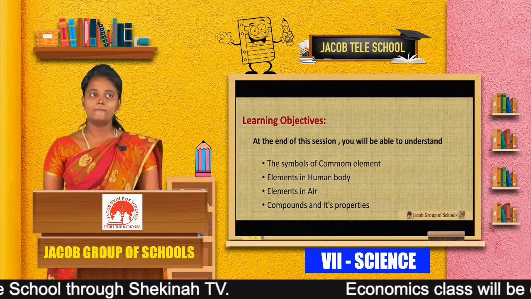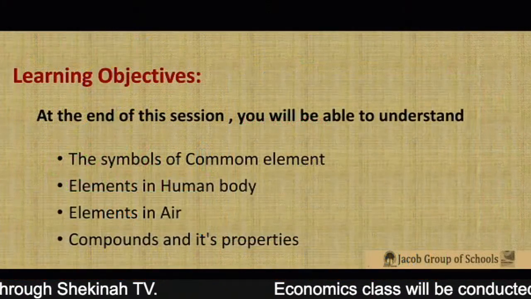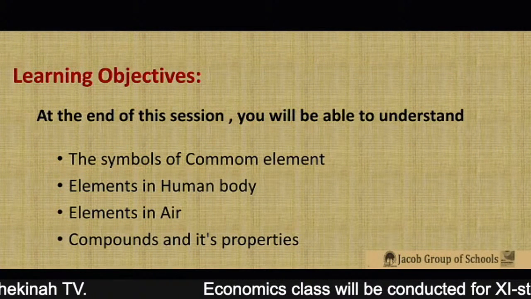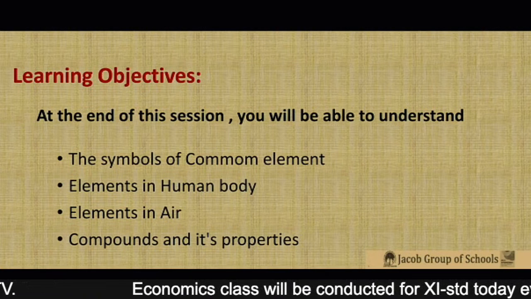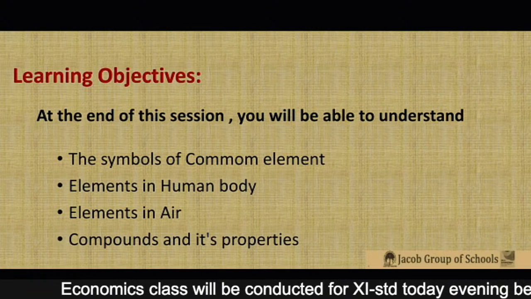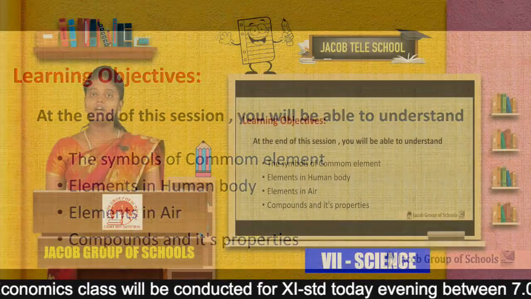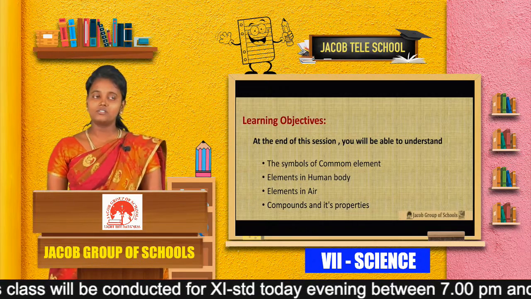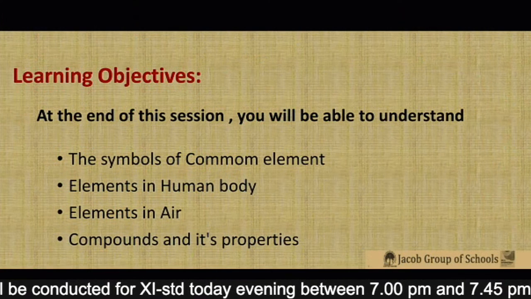Listen to it? Okay. Today we are going to learn about the following topics. See the slide: the symbols of common elements and elements in the human body, and the next topic is elements in air. That is, what elements are there in the human body and in the air, in our atmosphere, and compounds. That is one topic: compounds and their properties. This is what we are going to see in this lesson today.